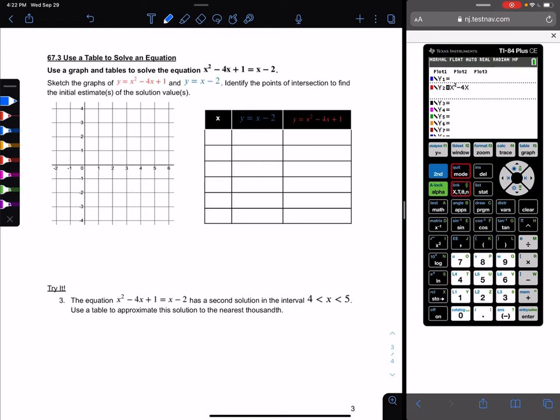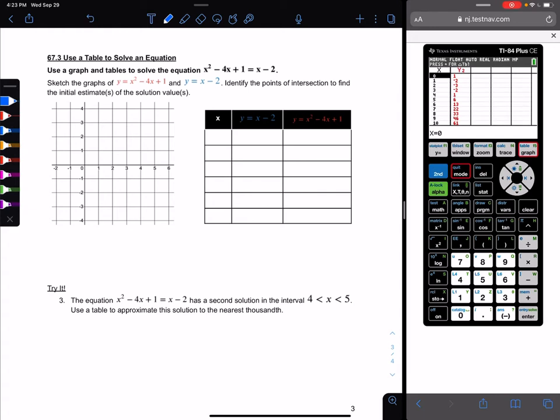For y2, since that one's red, I'm going to type in x squared minus 4x plus 1. Now that I've typed that in, I can come up with specific points rather than just trying to plug things in and do all the work by hand. I'm going to hit second, and then the graph button. That'll bring me to a table.